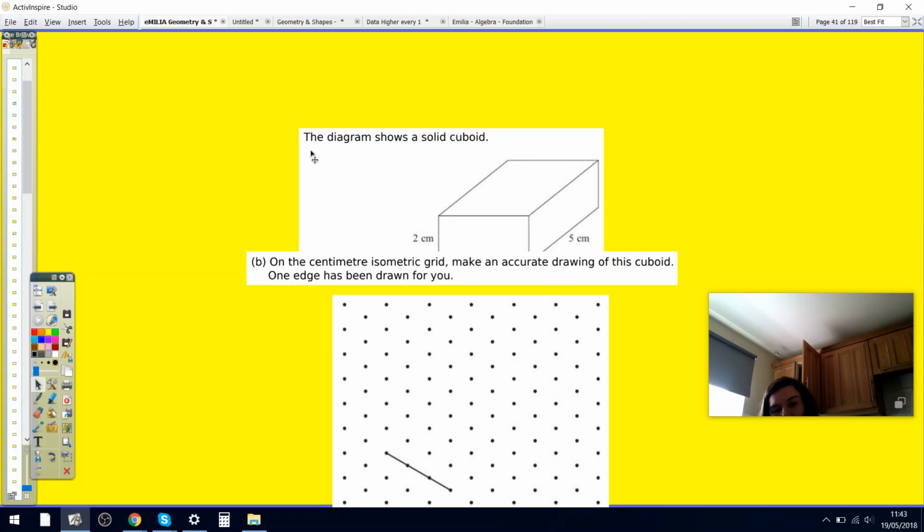This looks like the same idea, except it's a different type of paper on the isometric grid. So it's the same idea, except they have the lines instead of just the dots. So that's just the same idea. Net.